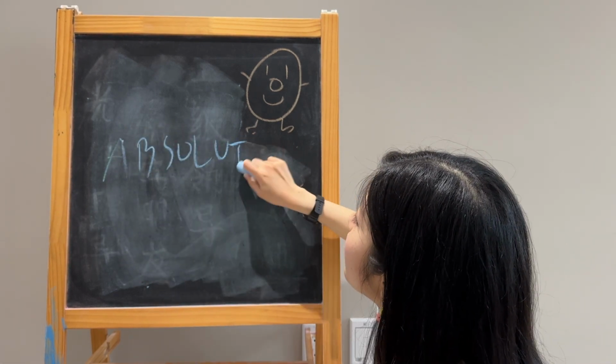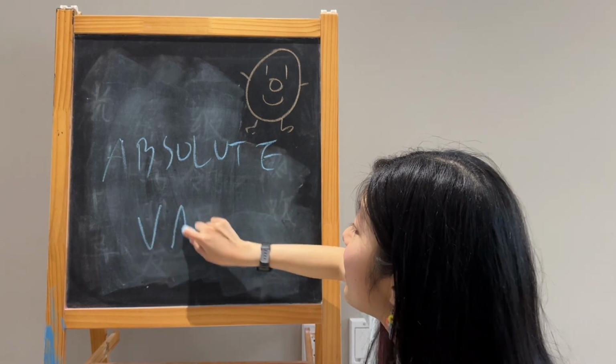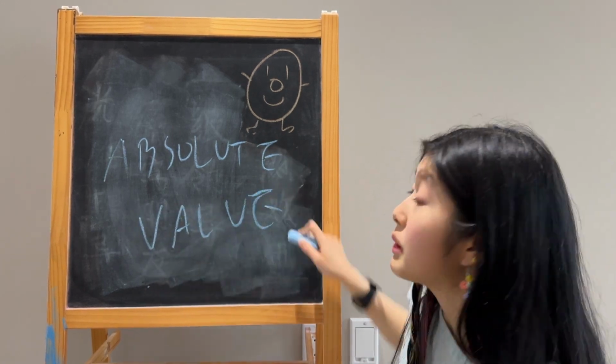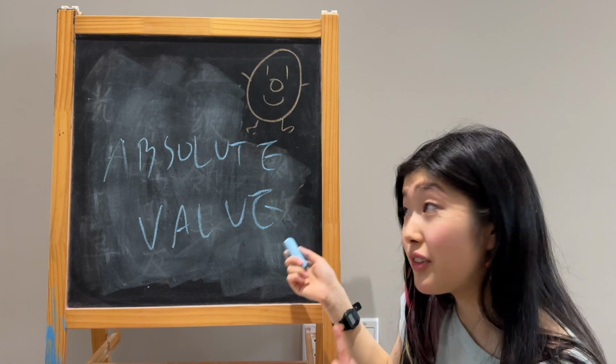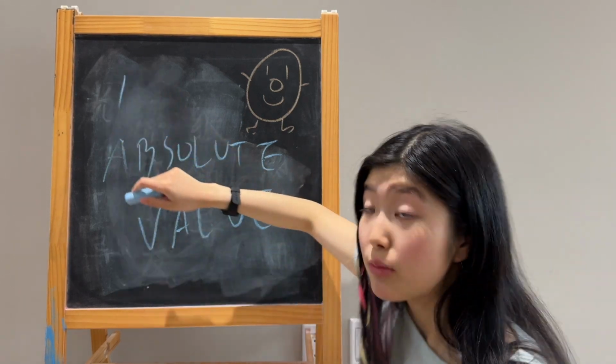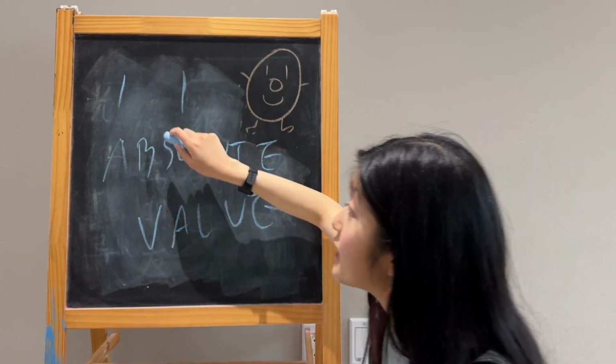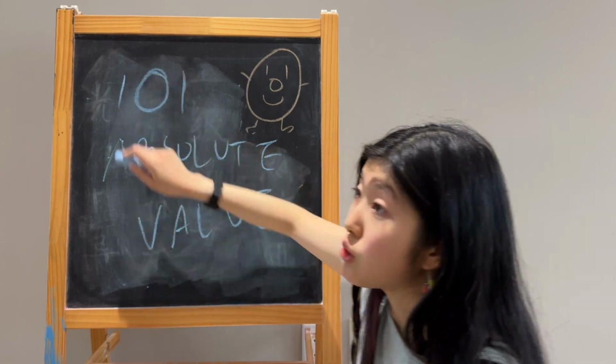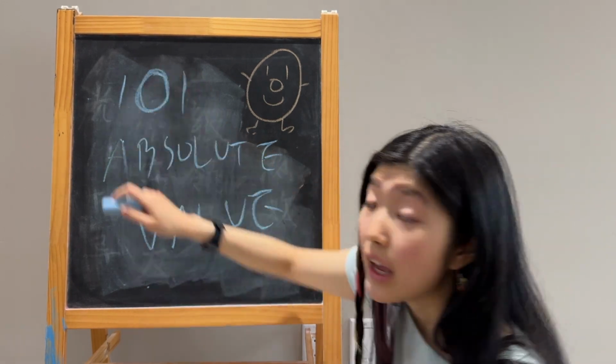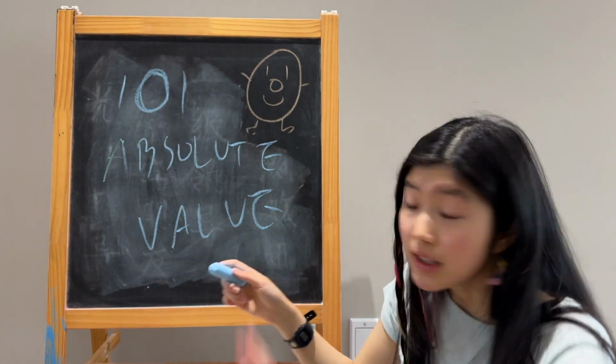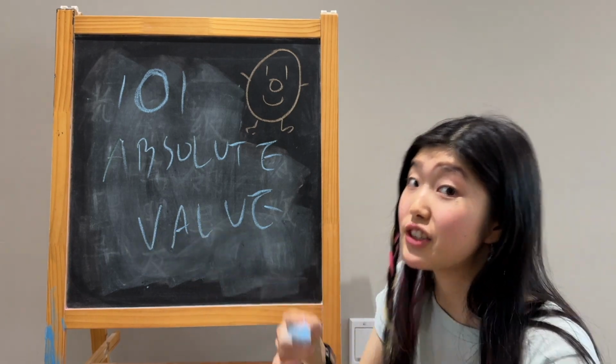Absolute value. Remember in the last video, I did talk about absolute value. Just as a quick refresher, absolute value just means you take the magnitude or the size of whatever is in here and you just ignore the sign. You take the sign away and basically when you have no sign, it's just positive, right?